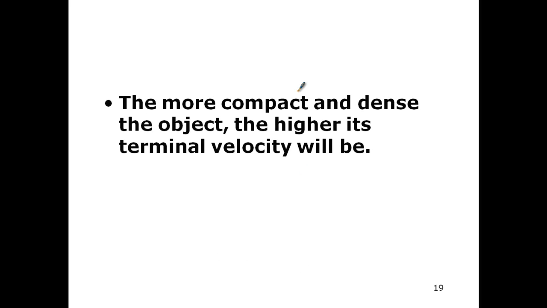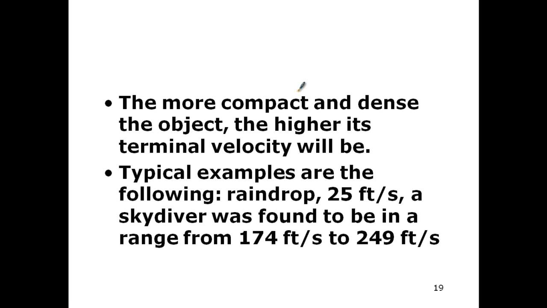So the more compact and dense the object, the higher its terminal velocity will be. That's why James Bond tucks in his arms so he can fly faster. That's why Batman, I'm sure he did that in one of his movies, tucks in his arms so he can catch Vicki Vale or whoever his love interest is in that movie. So typical examples are the following. Raindrops fall about 25 feet per second. A skydiver was found to be in the range of about 174 feet per second to about 249 feet per second.